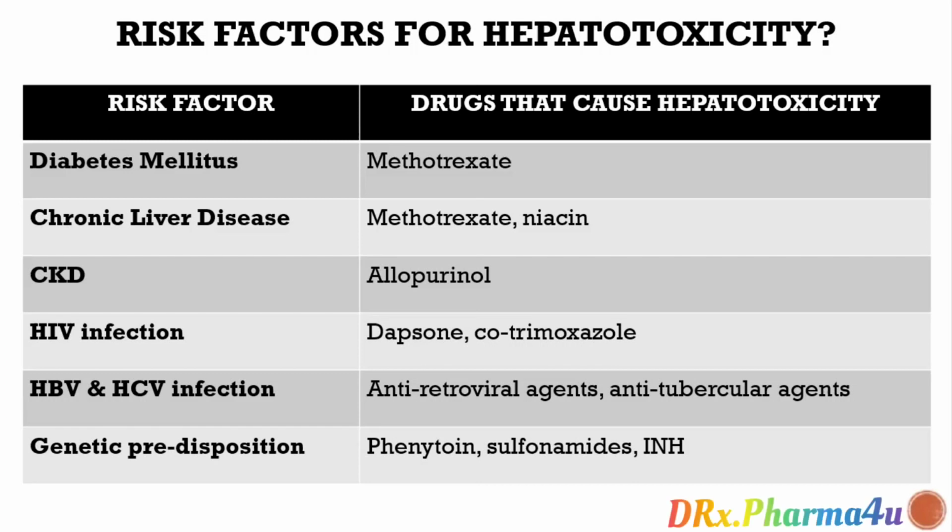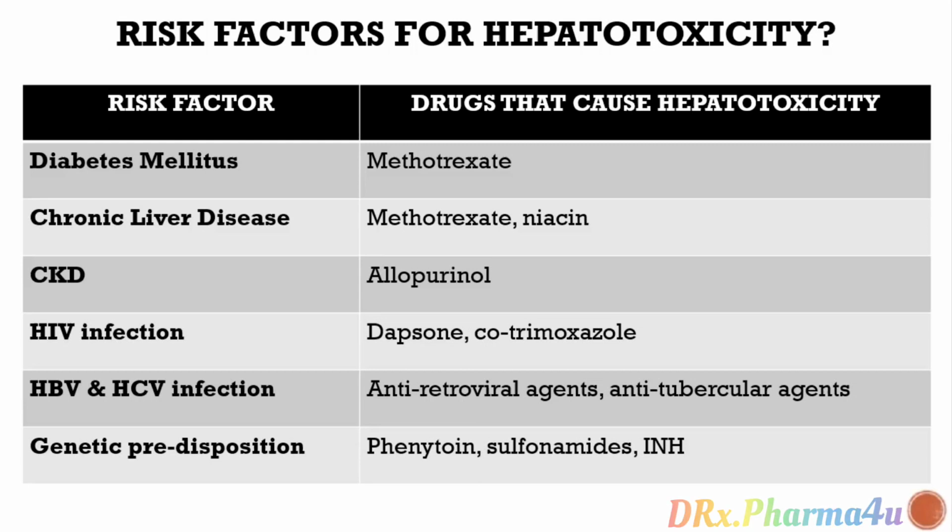Allopurinol is used in the treatment of hyperuricemia or gout. So that may precipitate hepatotoxicity. If you are having HIV infection, dapsone or cotrimoxazole can precipitate hepatotoxicity. Now, this is very interesting, because if you are having HIV infection, HIV usually causes immunosuppression. So you can have all other kinds of infections from outside, which is also known as opportunistic infections. Dapsone is actually used in the treatment of leprosy. So if you are having HIV and leprosy as well, then you have to be careful while using dapsone. Liver enzymes should be monitored.